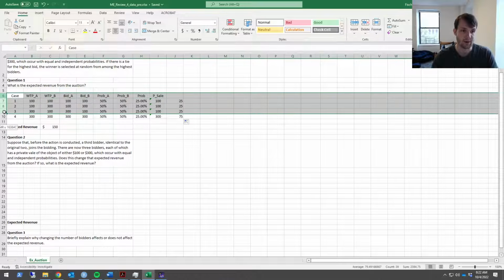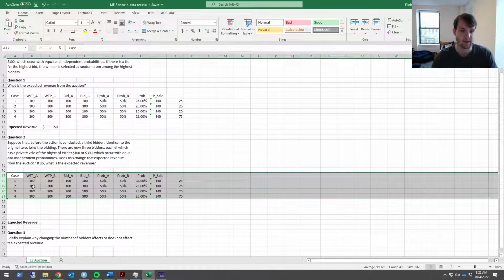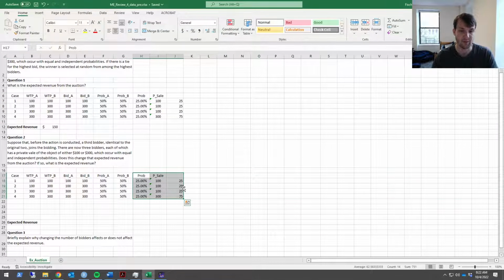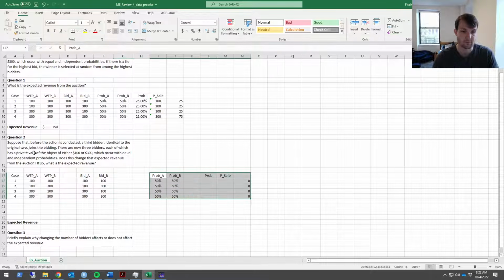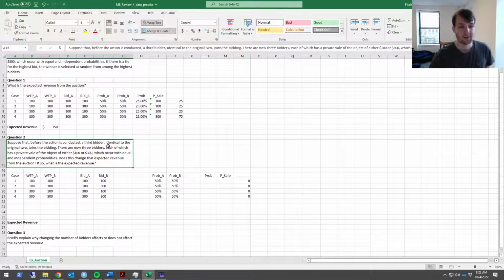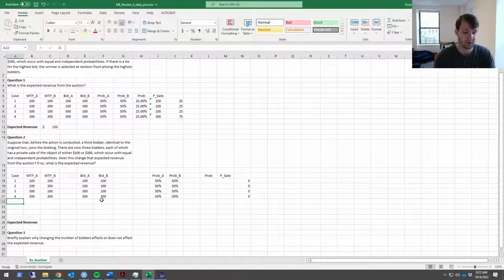All right, now we're going to keep all of this, but we're going to play around with it a bit more. Now, what we're going to add is a third bidder. Let me make room for that person. So there are now 3 bidders, each of which has a private value of 100 or 300, again with equal and independent probabilities. How does it change things?